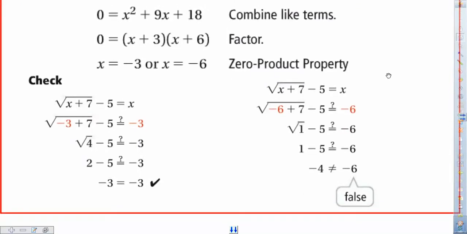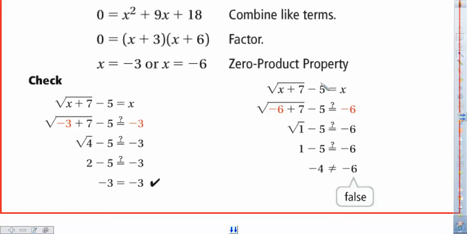So take a look at what they did right here. When they tried the negative 3, negative 3 plus the 7 gives us the 4, and the square root of 4 would be 2. 2 minus 5 gives us negative 3, which indeed matches the solution. Remember, see how there was an x floating out here that wasn't underneath the square root? Didn't we have to substitute that negative 3 right in there for that x as well? So this answer does work.